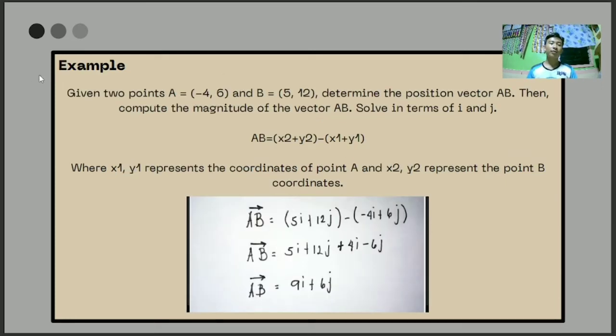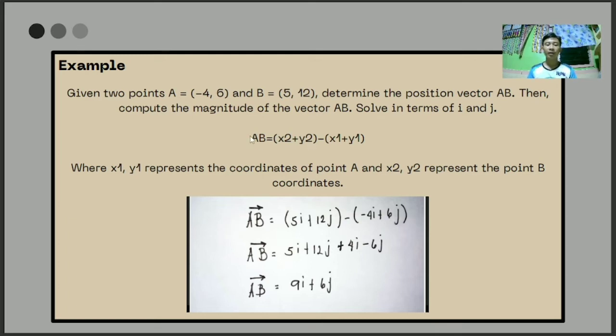So now let us have an example. Given 2 points A and B, where the coordinates of A are -4 and 6 and the coordinates of B are 5 and 12. Determine the position vector AB, then compute the magnitude of the vector AB. Solve it in terms of i and j. So remember that we're told to solve the position vector from A to B. So we're going to subtract the coordinates of A from B.